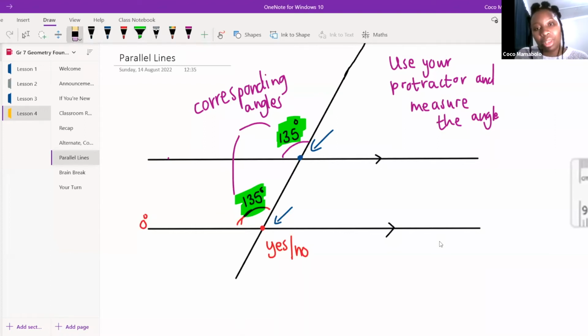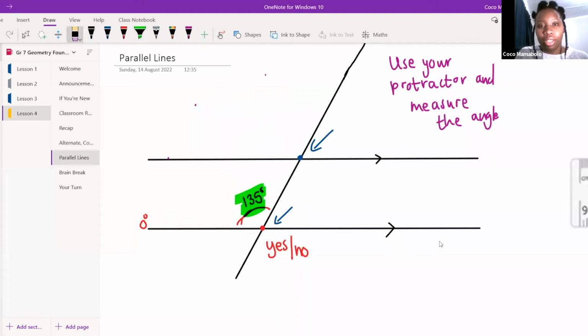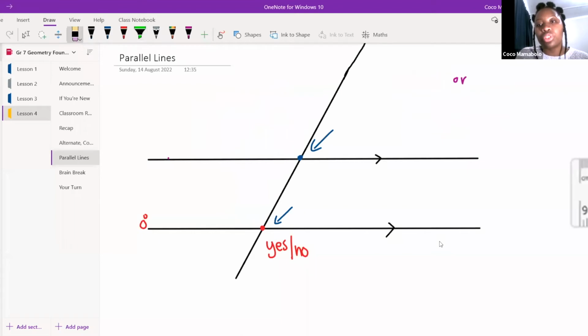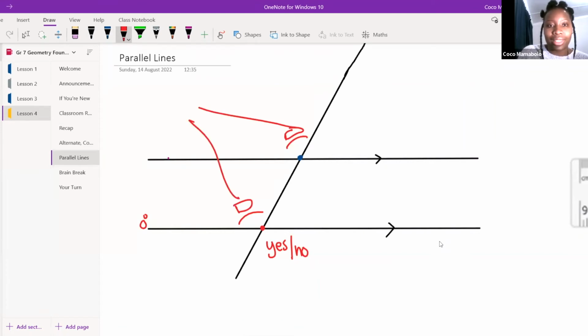Maybe go and try and measure them again. Okay, now we're going to try another one. Remember that those two were called corresponding angles. If you can, where you've drawn the two lines that I put, whatever that answer was for you, draw two lines like this and write corresponding angles. Okay, that's what that means.